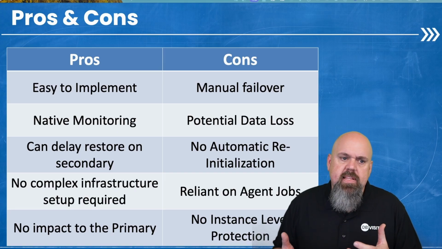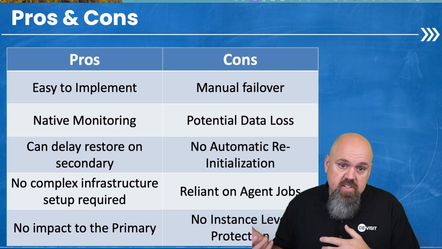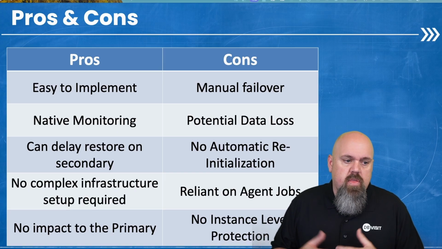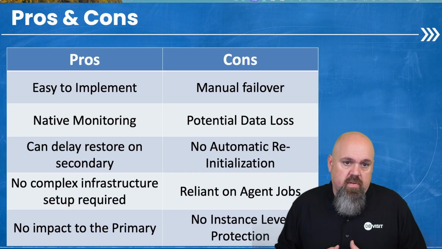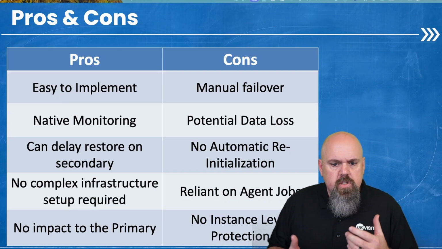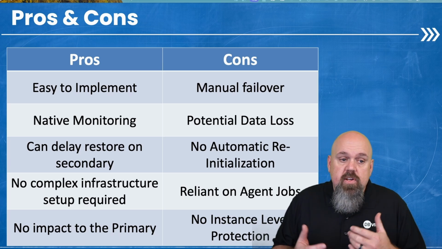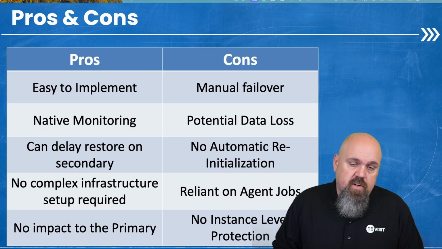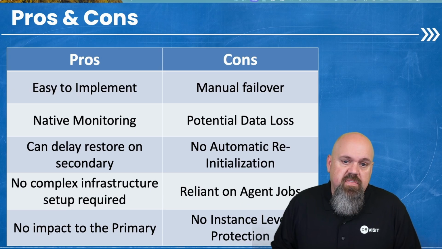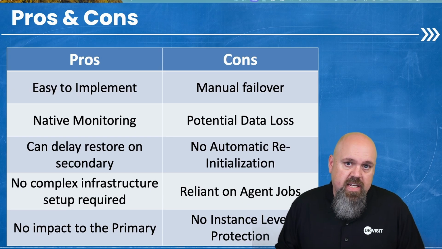The only impact that might be is the copy process, depending on where those backups live. But the copy process is probably the only thing that would affect the primary. Some cons: there is a manual failover. It does not have automatic failover like FCIs or availability groups. So if you do need to fail over, you have to manually intervene.